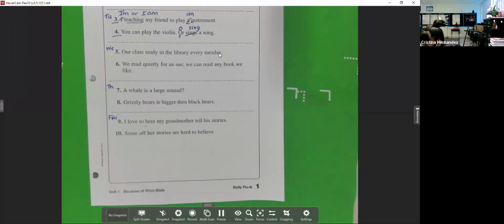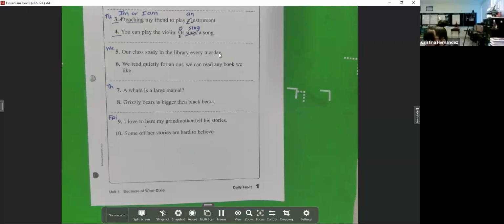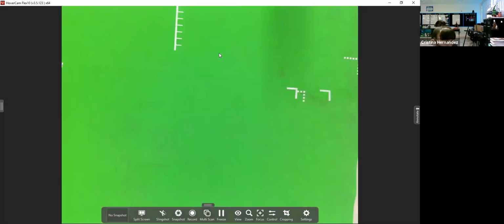Why is this stapled that way? I just realized this is stapled upside down. Okay, tomorrow we'll do 5 and 6, and then Thursday, Friday, we'll keep going as usual. Got it? Are y'all ready to write? Okay, I'm going to put this away. Hopefully I don't lose it between now and then.